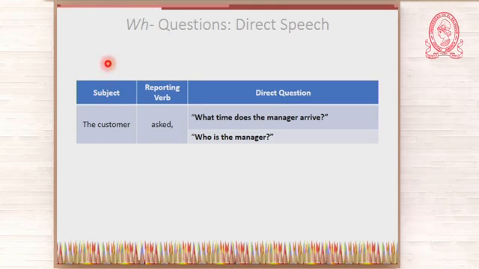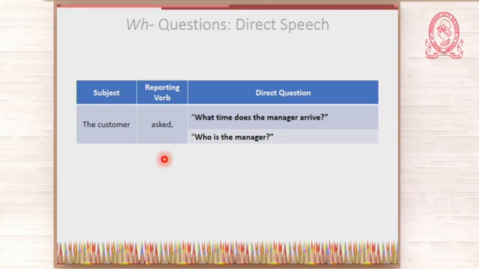Look at this: the subject, the customer, the reporting verb, asked. The direct question: what time does the manager arrive? And in the other one, who is the manager? Okay? Remember, after the reporting verb, you have a comma, and then you have the quotation, you have the direct question, and then you have a period, or here you have a question mark, and then the final quotation. What do quotations tell you? They tell you that those are the exact words of the speaker.